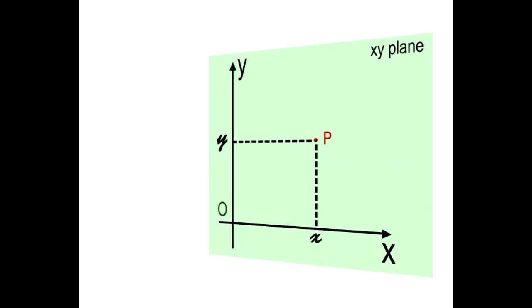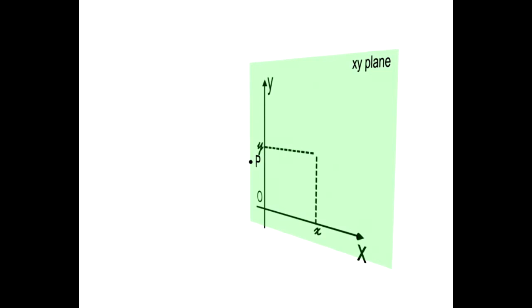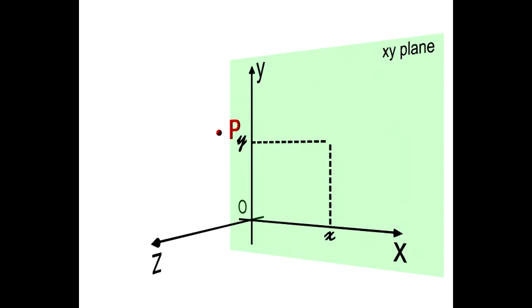In three-dimensional geometry, the point P and other elements can be anywhere in space. It is clear that two axes only cannot determine the position of a point in space. We need a third axis, the z-axis.